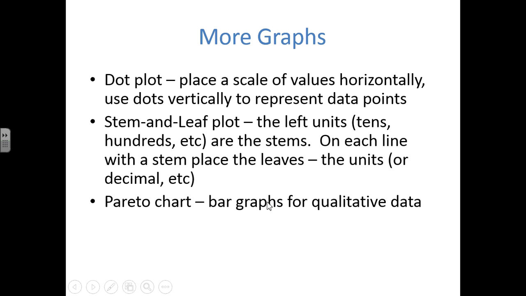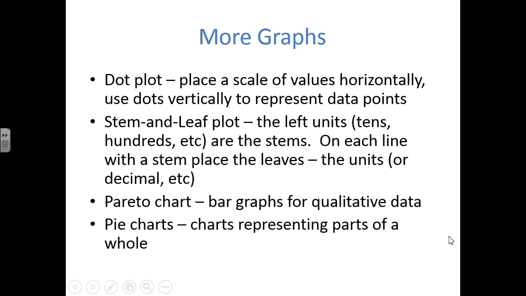Bar graphs look a lot like histograms, except the bars do not touch in a bar graph, and it's used for qualitative or categorical data. A Pareto chart is a particular type of bar graph where the bars are listed from highest frequency to lowest frequency. And a pie chart is the second type of graph that's used for qualitative data. Most of you are familiar with pie charts.